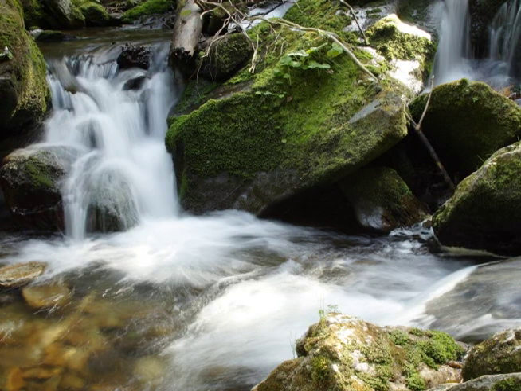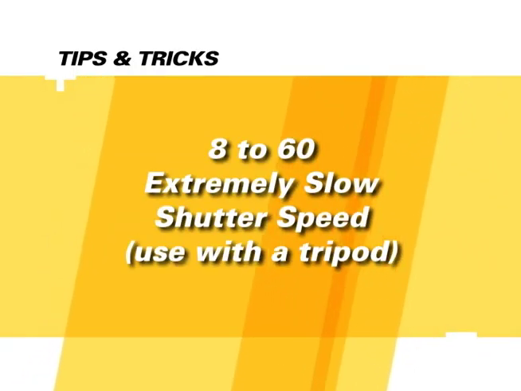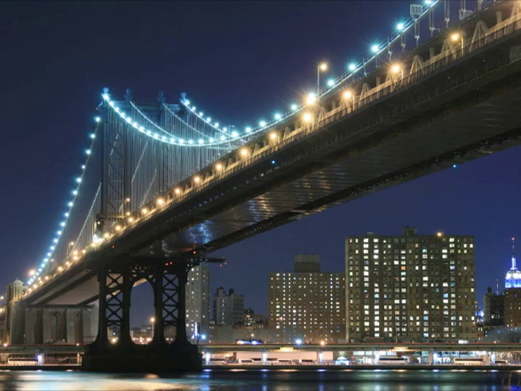If you'd like to slow things down and capture the effects of motion or blur the movement of a waterfall, select a slow shutter speed in the range of about 8 to 60. The slowest shutter speeds fall within the realm of 8 to 30 seconds. These shutter speeds will typically be used for photographing subjects at night.